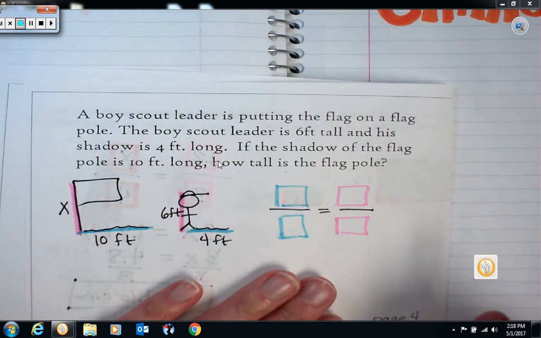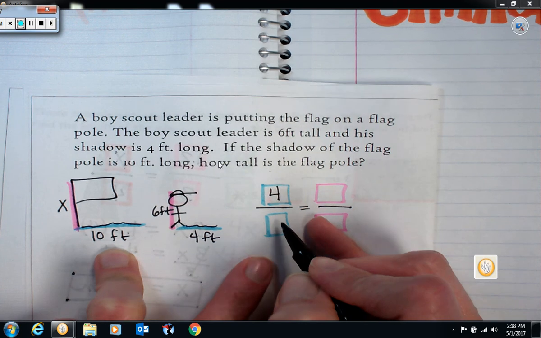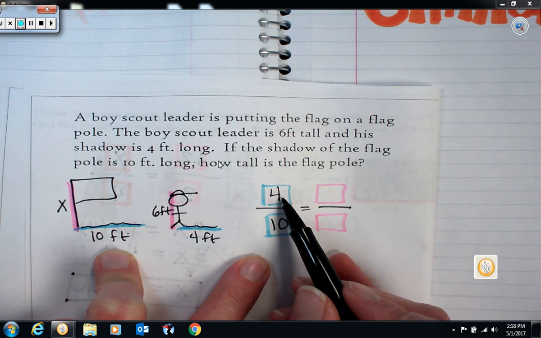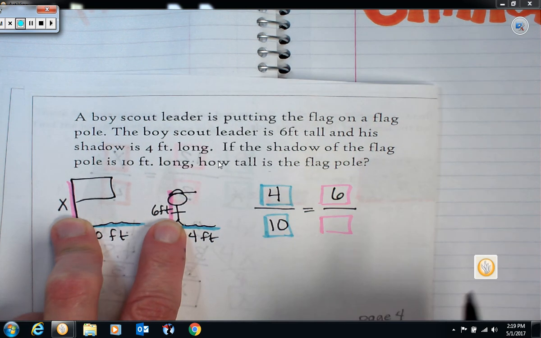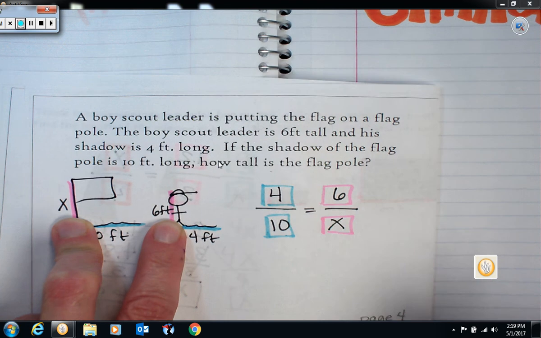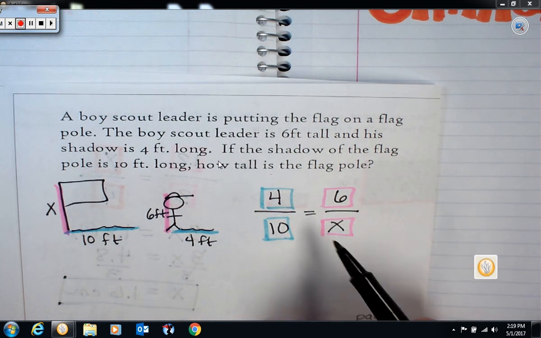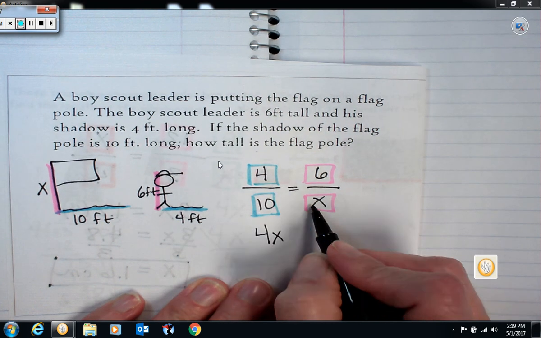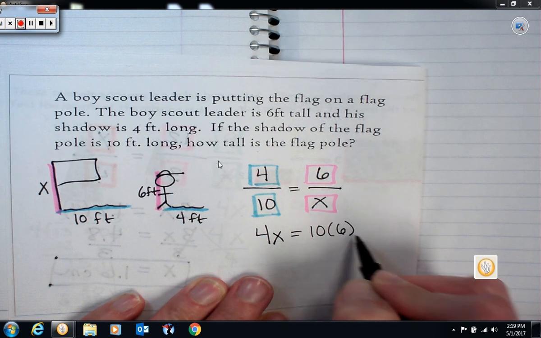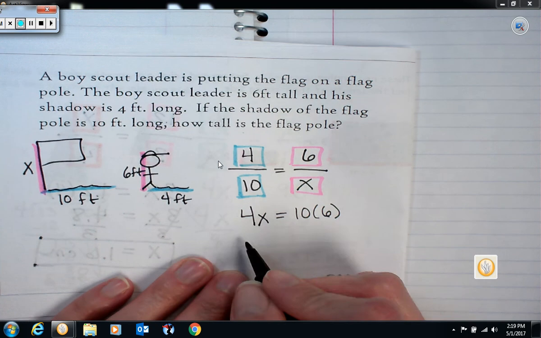Now I'm going to set up my proportion. Again, 4 feet on the shadow to 10 feet on the shadow. This is the man's shadow, this is the flag shadow. It's the same ratio as 6 feet, the height of the man, to X, the height of the flagpole. Then I need to set up a cross product equation so that I can solve for X. So 4 times X is equal to 10 times 6, because if these rates are equal, if they form a proportion, then their cross products are also equal.